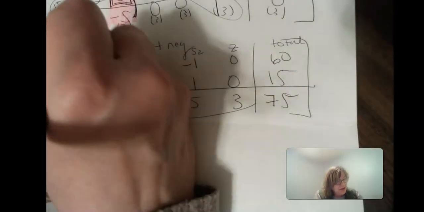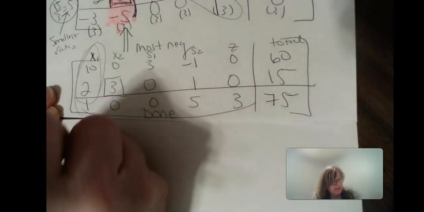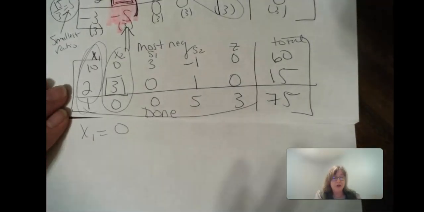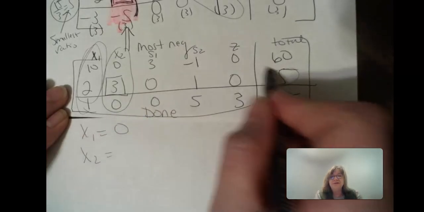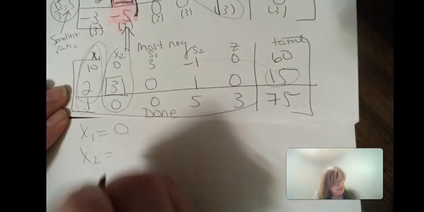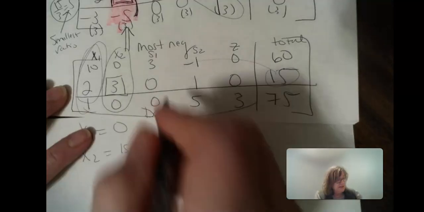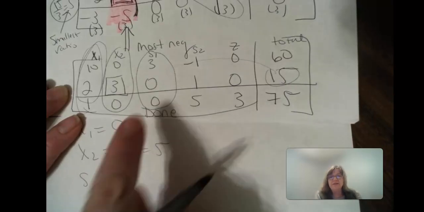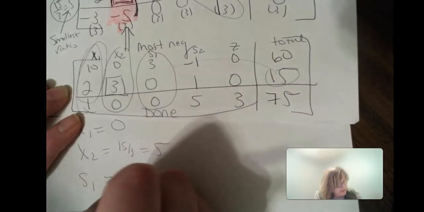So if you look under x1, you have a lot of numbers under there. That is not a basic variable, non-basic. So we're just going to set it equal to 0. x2 has all zeros with one number. That is very basic. So that's a basic variable. So what you do is you take the total 15 divided by the 3 that is there. 15 divided by 3 is an answer of 5. Slack 1 is basic. It has a 3 and everything else is a 0. So go to the total column. 60 divided by 3 is 20.